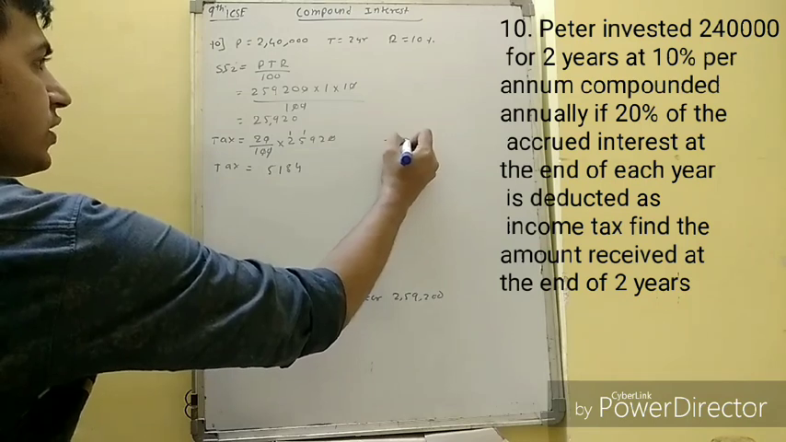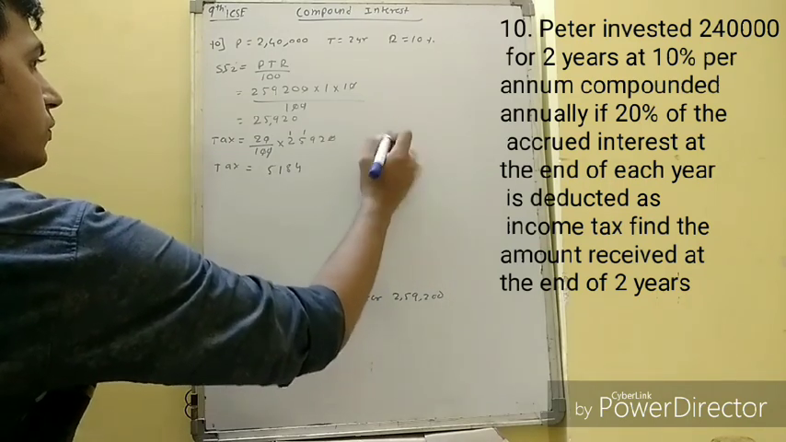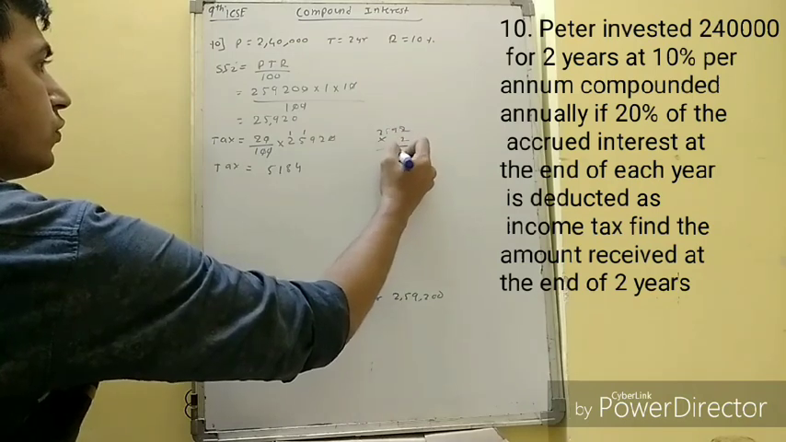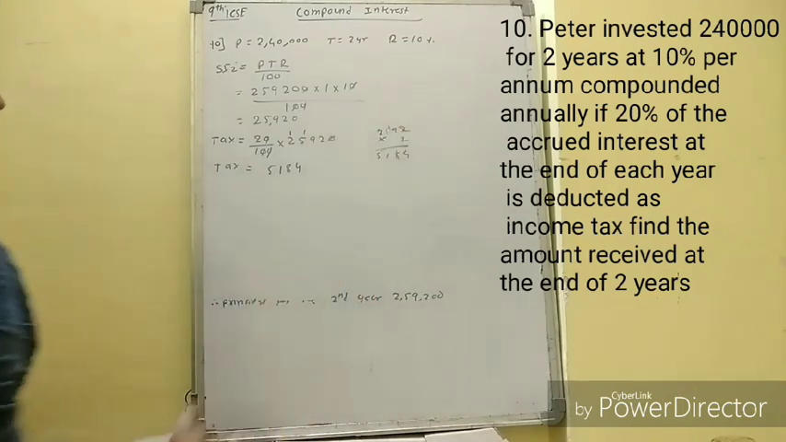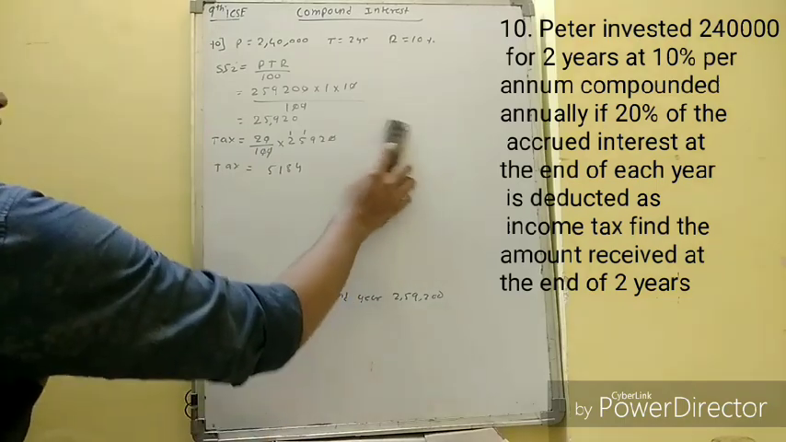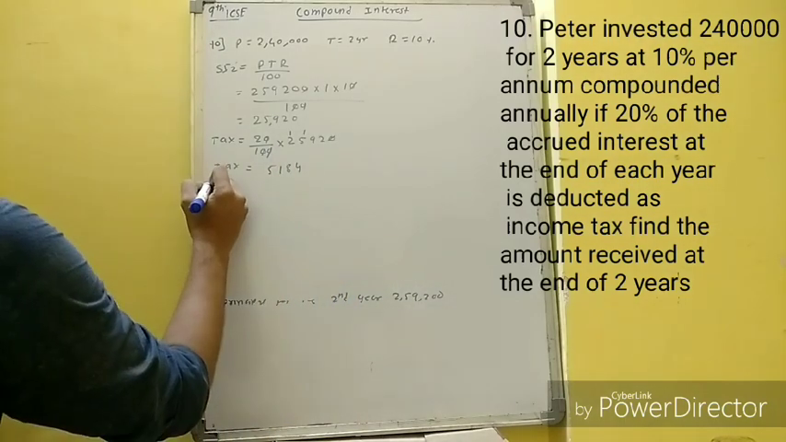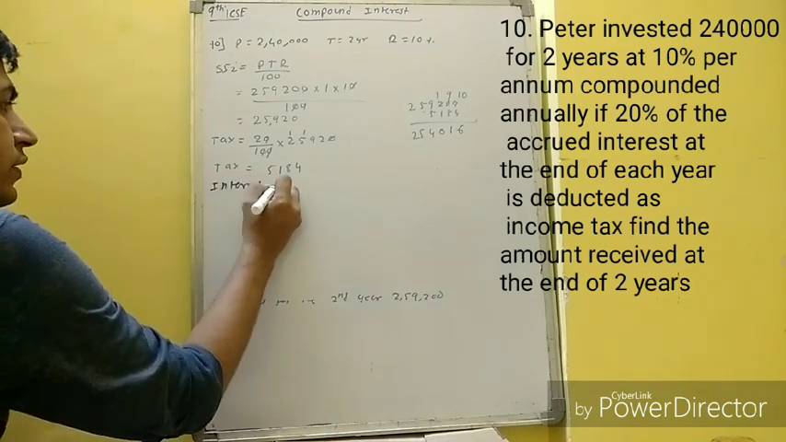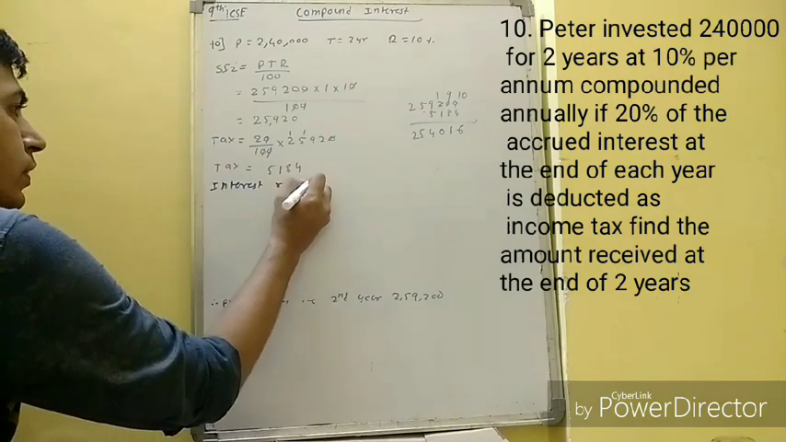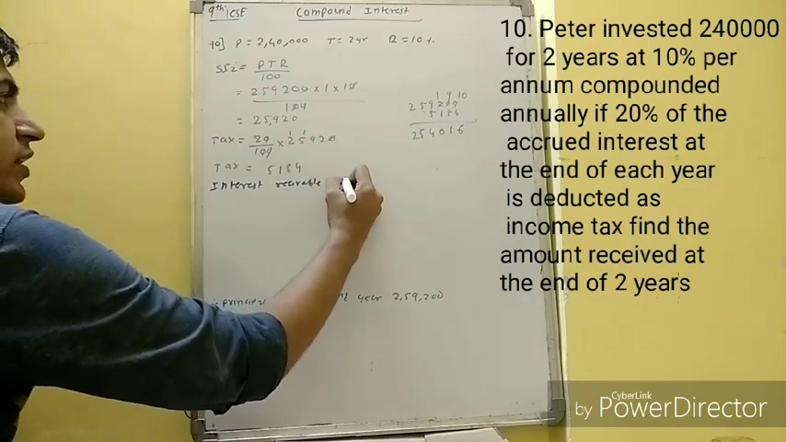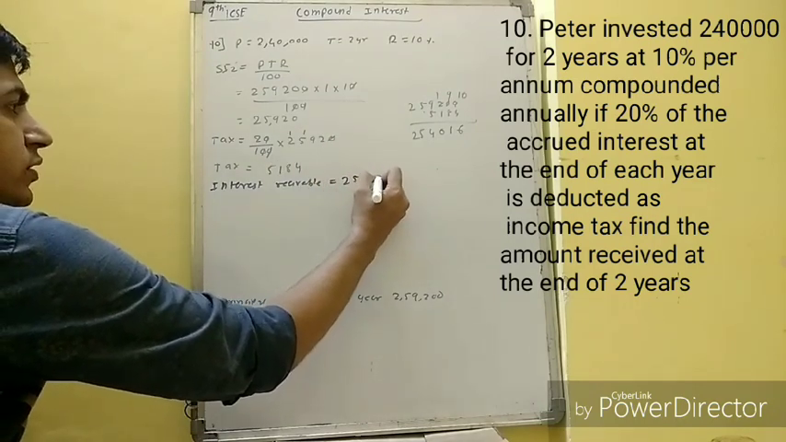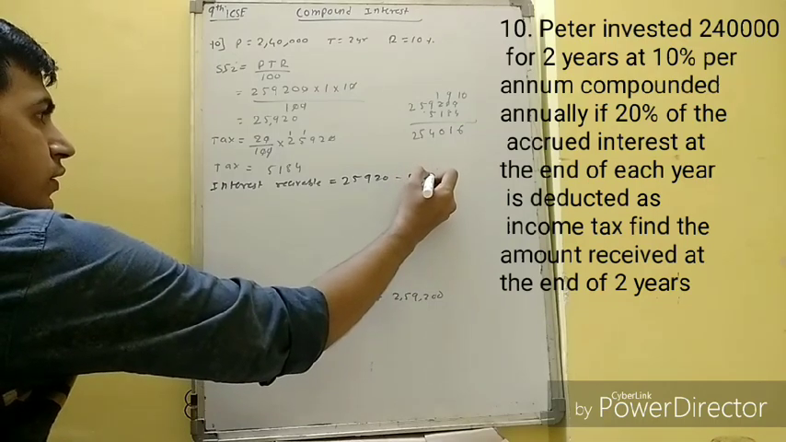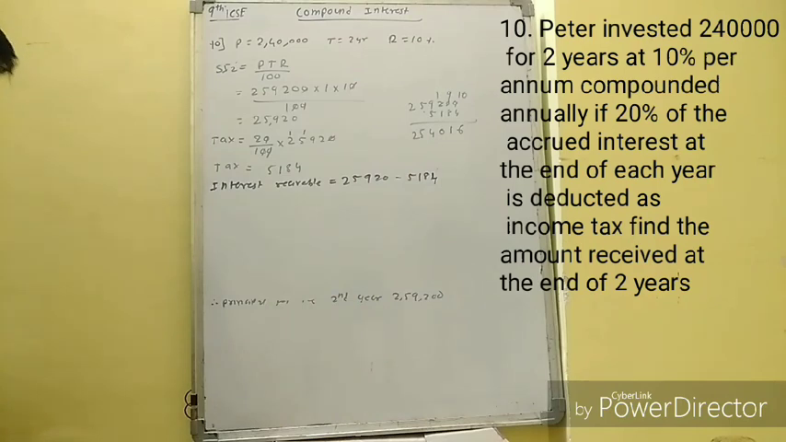Again, I will just cross check it. 2592 multiplied by 2. So 4, 8, 11, 5184. Yes. Therefore, this is the tax. Therefore, interest receivable will be: this was the total interest 25,920 minus tax 5184. Okay.